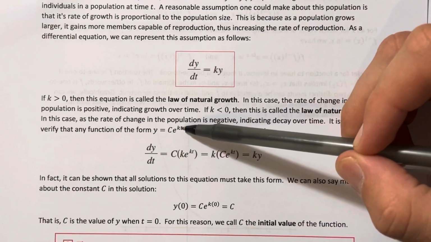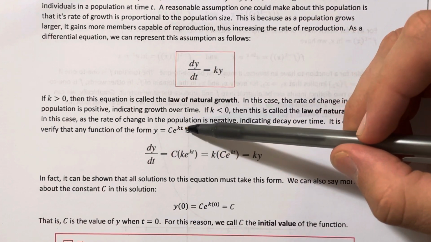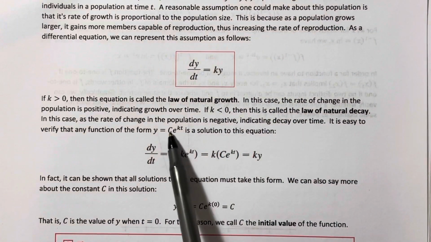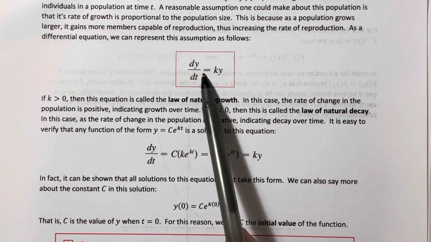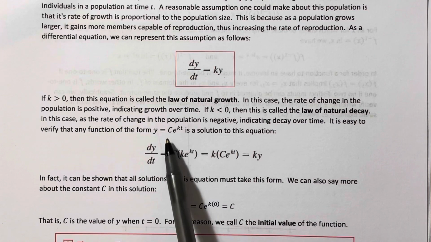y equals c e to the kt. That c is some constant. In e to the kt, the k here is the same k that's appearing here. This would be a solution to this differential equation for any value of c. And the way we can verify that is by taking its derivative.